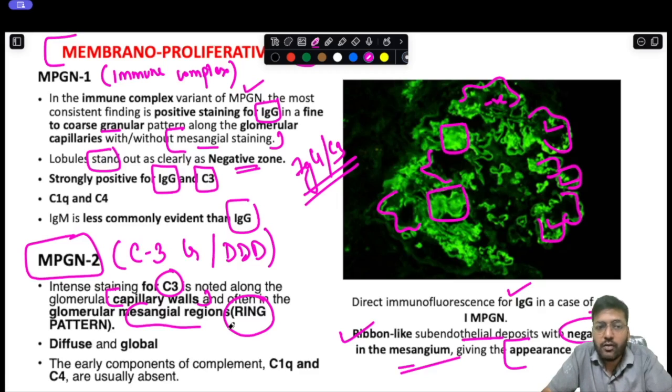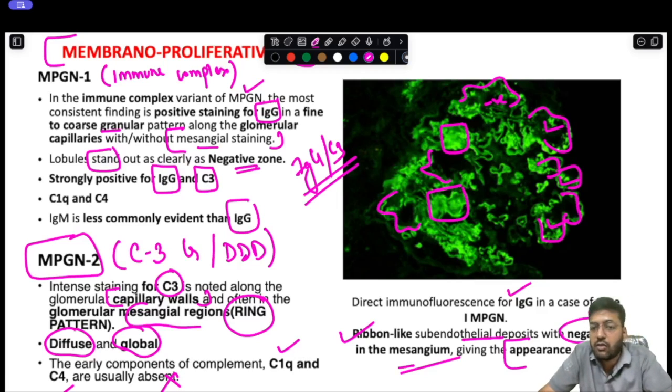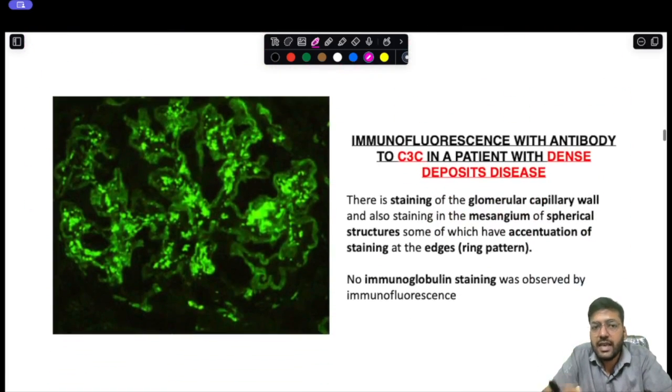So what is different over here? One important thing is over here you don't see IgG, immunoglobulin, you see complement products which are deposited both in the capillary as well as the mesangium. And this is mainly diffuse as well as global. Early complement components like C1q and C4 are usually absent in case of MPGN type 2. So this is the MPGN type 2.